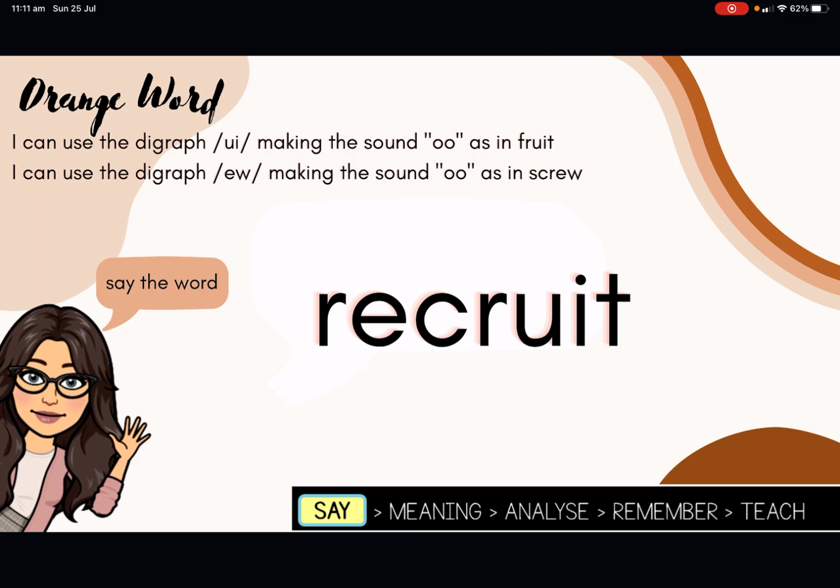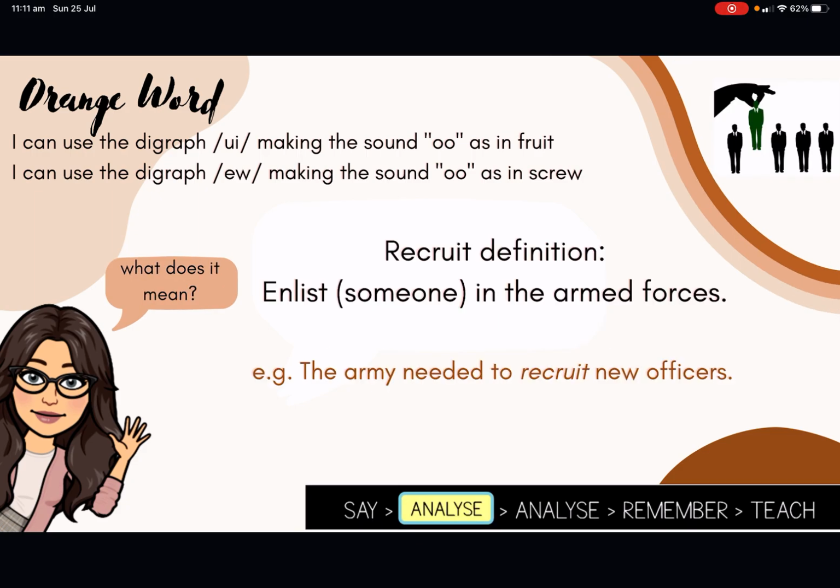Okay, the next word we will be analysing today is the word recruit. Say recruit. The word recruit is part of the orange word spelling list for this week. Okay, what does recruit mean? Well, recruit is defined as enlisting someone in the armed forces. So enlisting means that you enroll them, perhaps in the armed forces. And the sentence I've put the word recruit into this week is, the army needed to recruit new officers.